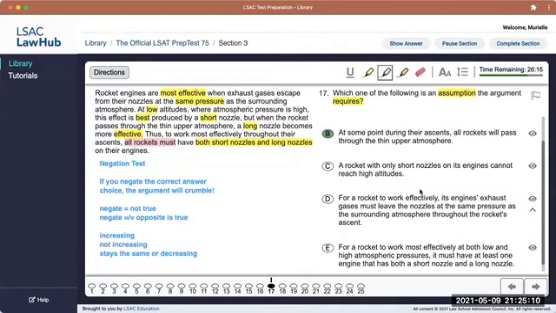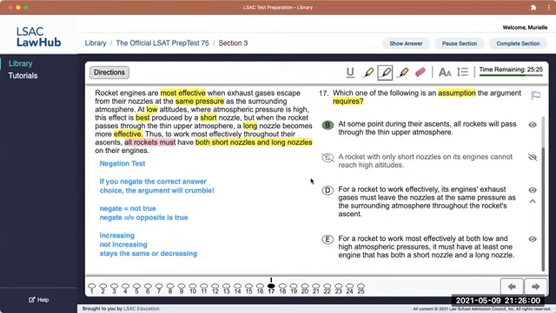C, a rocket with only short nozzles on its engines can't reach high altitudes. I mean, yeah, that kind of helps the argument here potentially, but what if that's not true? What if one with short nozzles still could reach high altitudes? Well, that is possible to coexist with this argument, right? So the negation of C could possibly coexist with this argument. Just because it's possible that they could still reach high altitudes doesn't mean that they are going to be most effective at high altitudes, right? So we're looking for optimizing, not just making it possible.